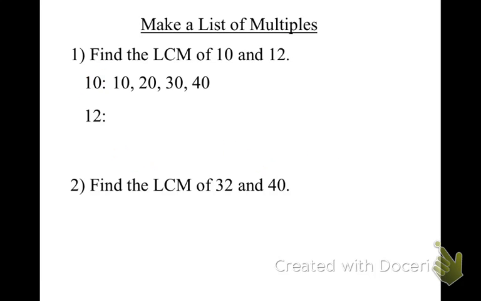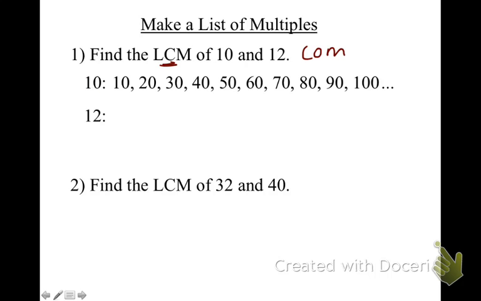So if we keep going, we have 10 times 5, which is 50, 10 times 6, which is 60, 10 times 7, which is 70, 10 times 8, which is 80, 10 times 9, which is 90, 10 times 10, which is 100, and we can keep going on and on. Remember, our whole goal is to find the LCM. We're looking for what they have in common. So I find all the multiples of 10.